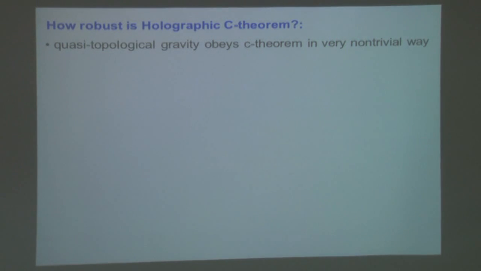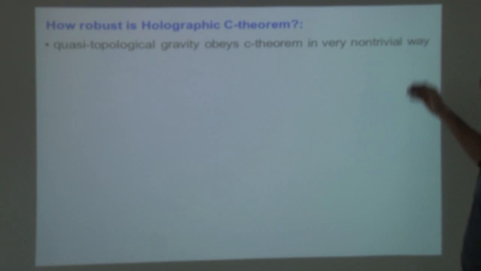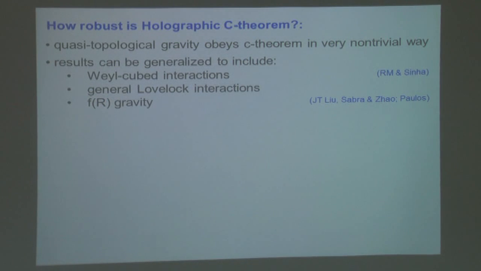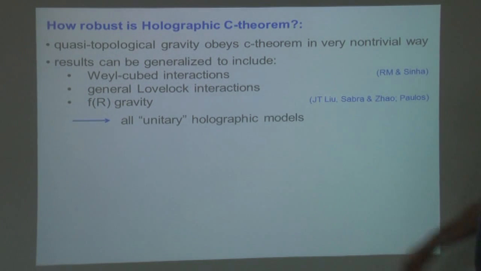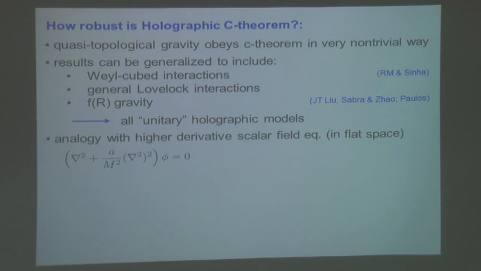You might ask, how robust is this? I picked my favorite toy model of higher curvature gravity, and I found this C theorem being satisfied. But you can go on and look at other theories involving different kinds of interactions. And again, what you find is that there's a C theorem. And something that these all have in common is that I'll call them unitary holographic models. And the idea here is that they're higher curvature. If I have higher curvature, that would naturally lead to higher derivative equations of motion.